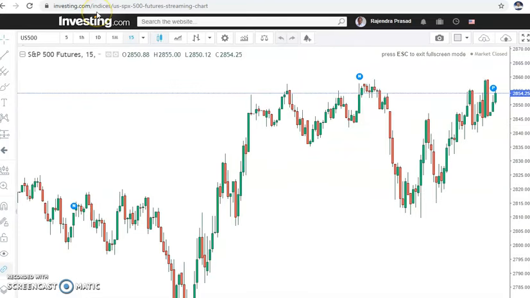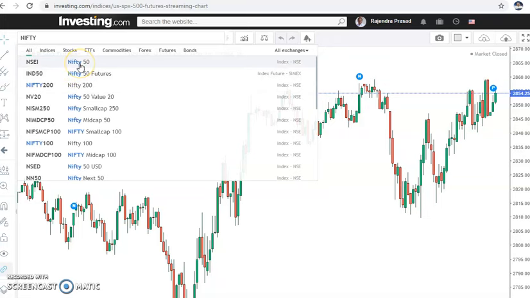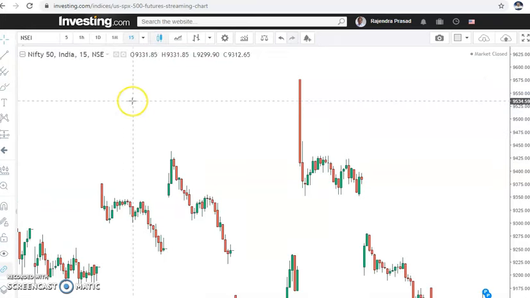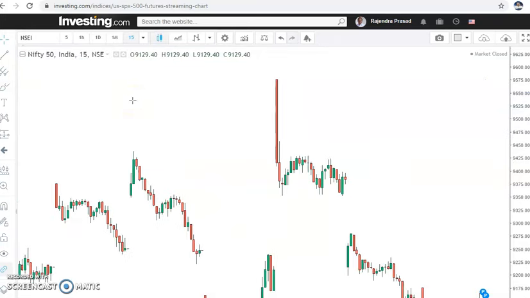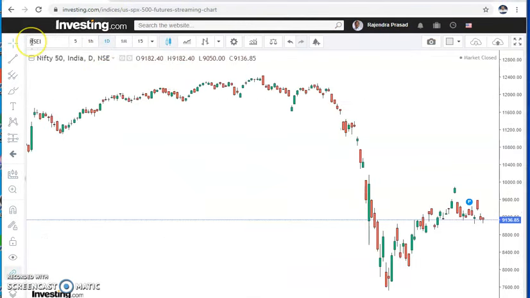Here you can type the script or index. I am going with Nifty, right? So this is the Nifty 50, and this is the Nifty chart. This is a daily Nifty chart. So now we have to add the Bollinger Band.